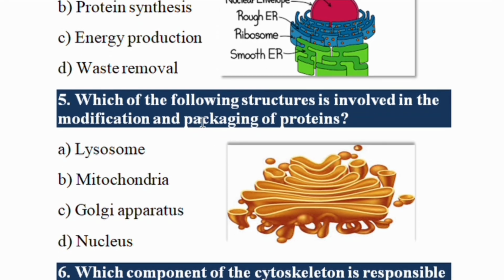Which of the following structures is involved in the modification and packaging of proteins? The options are lysosomes, mitochondria, Golgi apparatus, and nucleus. Here, the right option is Golgi apparatus. Golgi apparatus is involved in the modification and packaging of proteins.